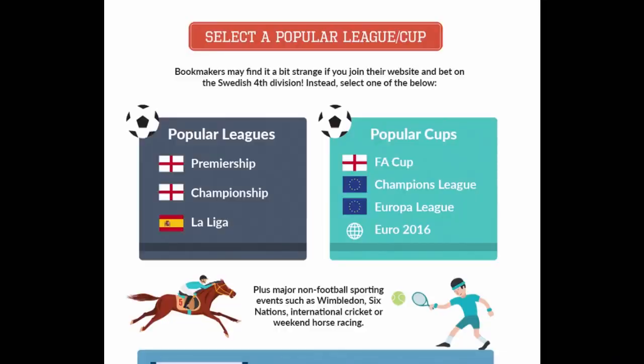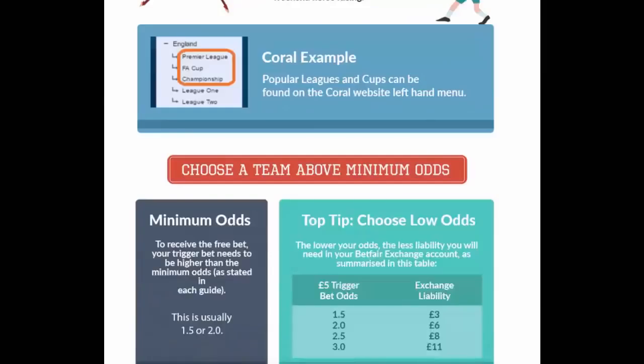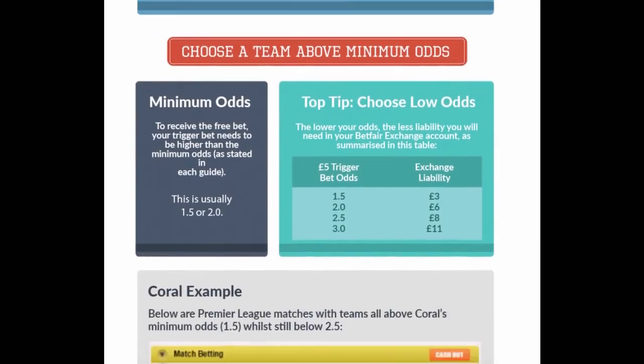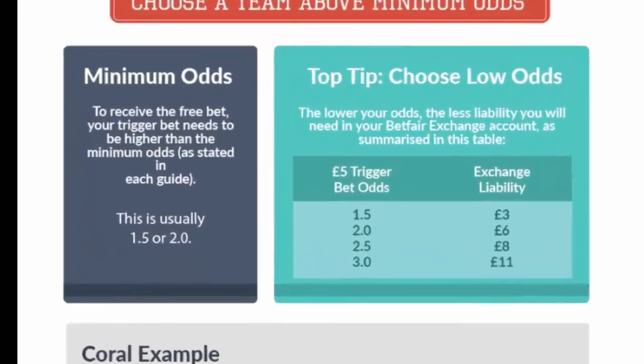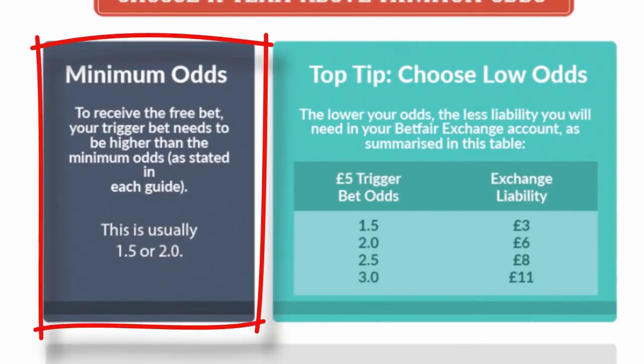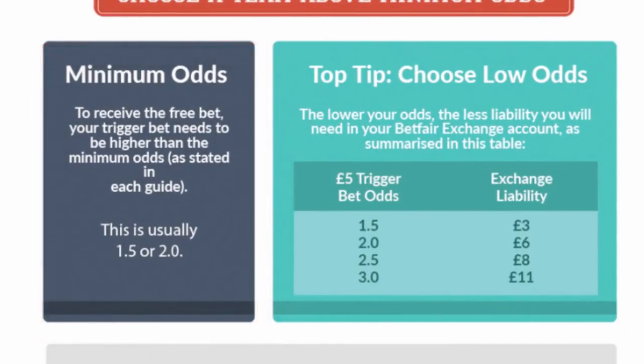Heading back to the infographic, the next stage is to choose a team above minimum odds. The bookmakers want to avoid you betting on a dead certain outcome, so to receive the free bet, your trigger bet needs to be higher than the minimum odds that they require. We state the minimum odds in every guide, and it's usually between 1.5 or 2.0. In the case of Coral, it is 1.5.